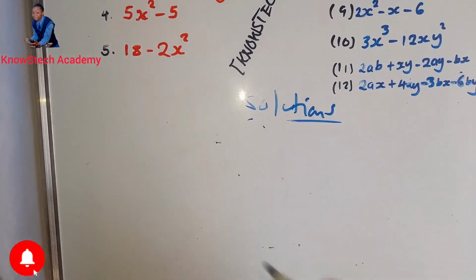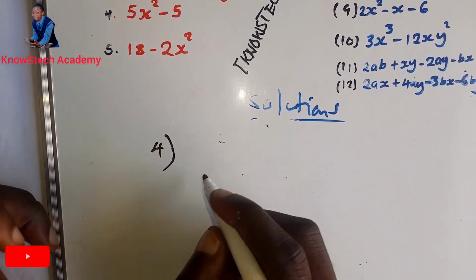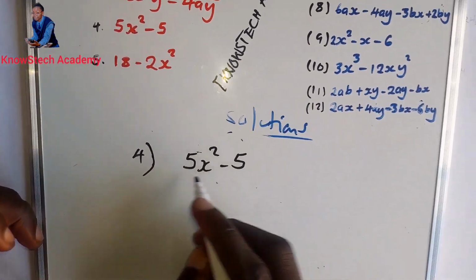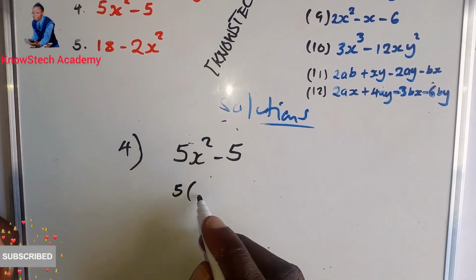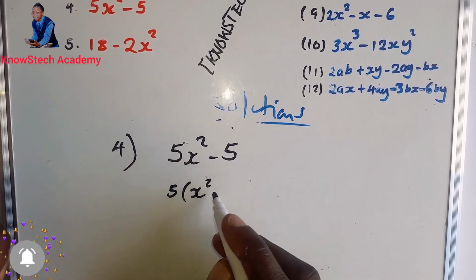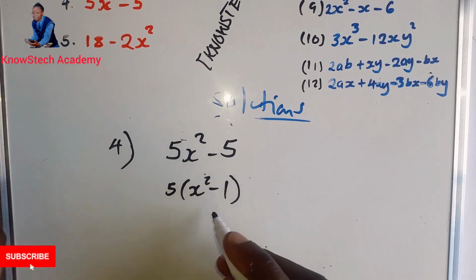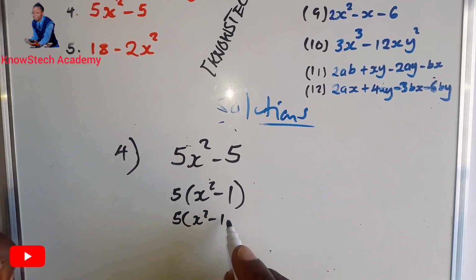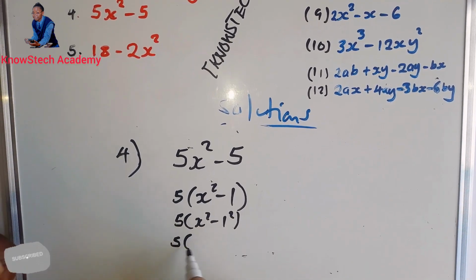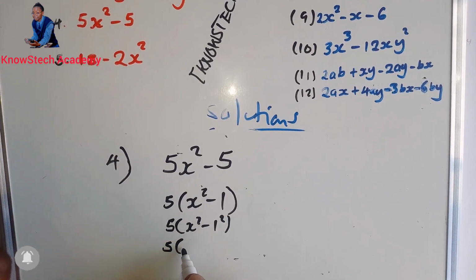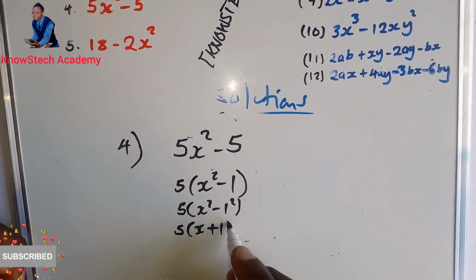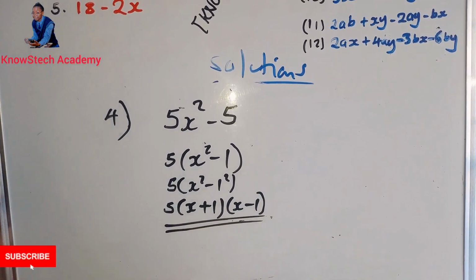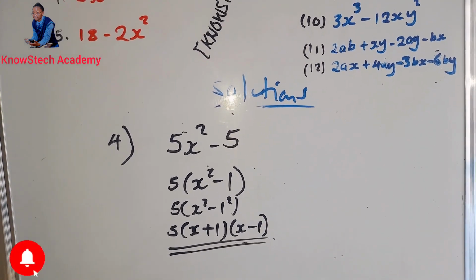The fourth question is as simple as the previous question. So 5x squared minus 5. What is common here is 5. Then 5 into 5 remains x squared, and 5 into 5 is just 1. Inside here is the difference of 2 squares, because 1 can be written as 1 squared. So maintain the 5 outside, then write x plus 1, open, x minus 1. And this is the answer. It is as simple as this.